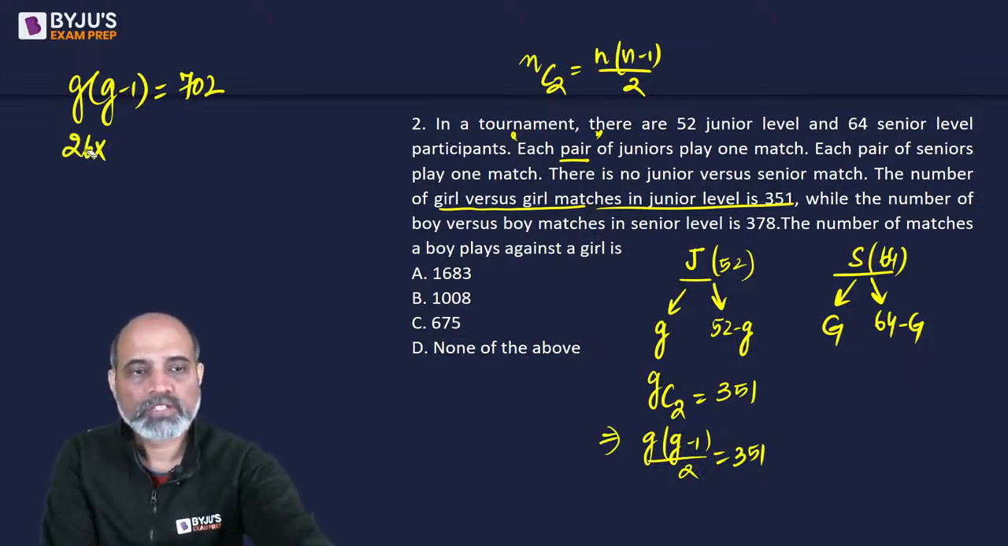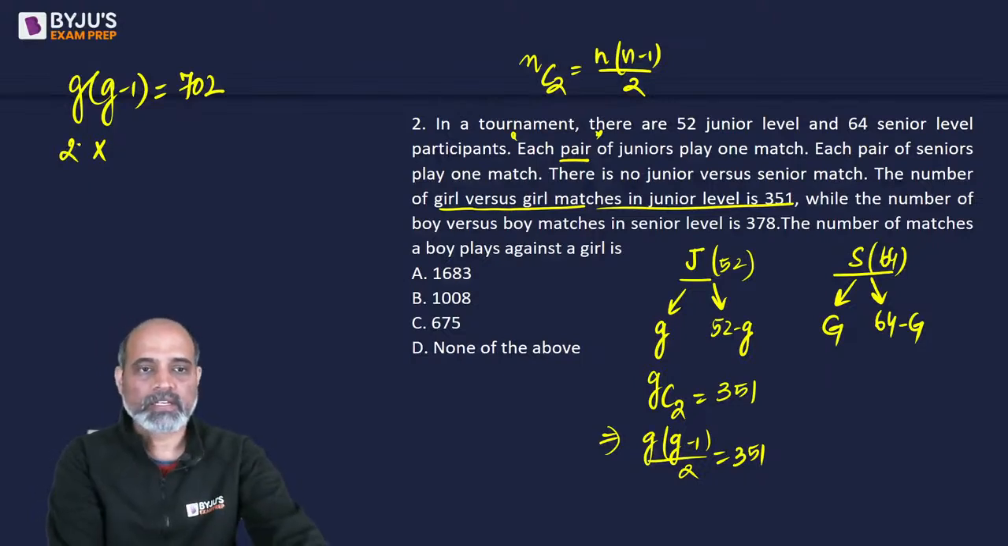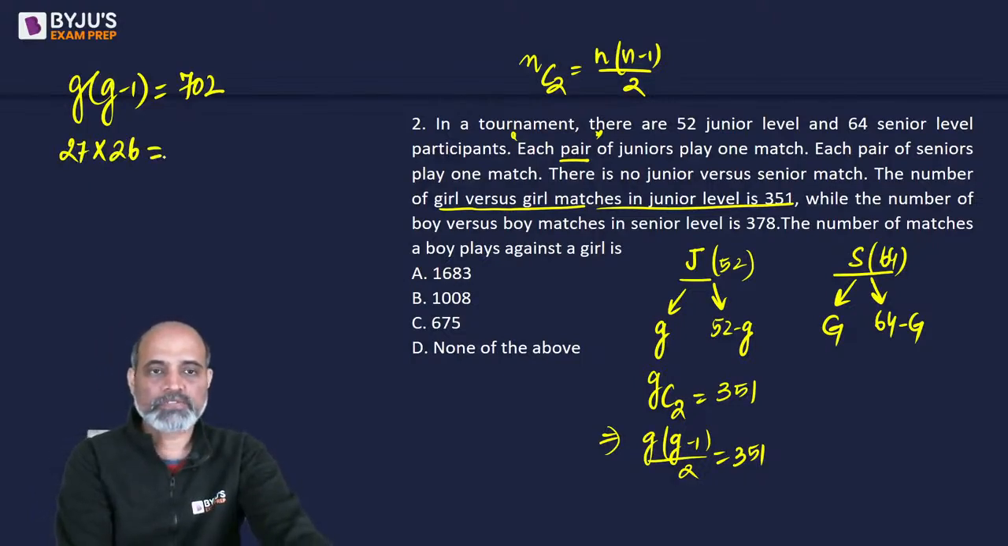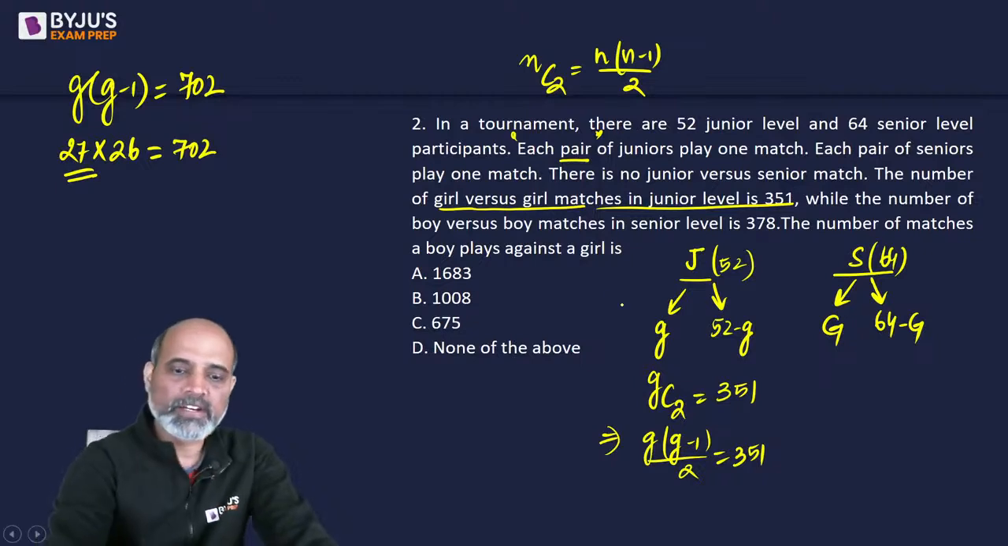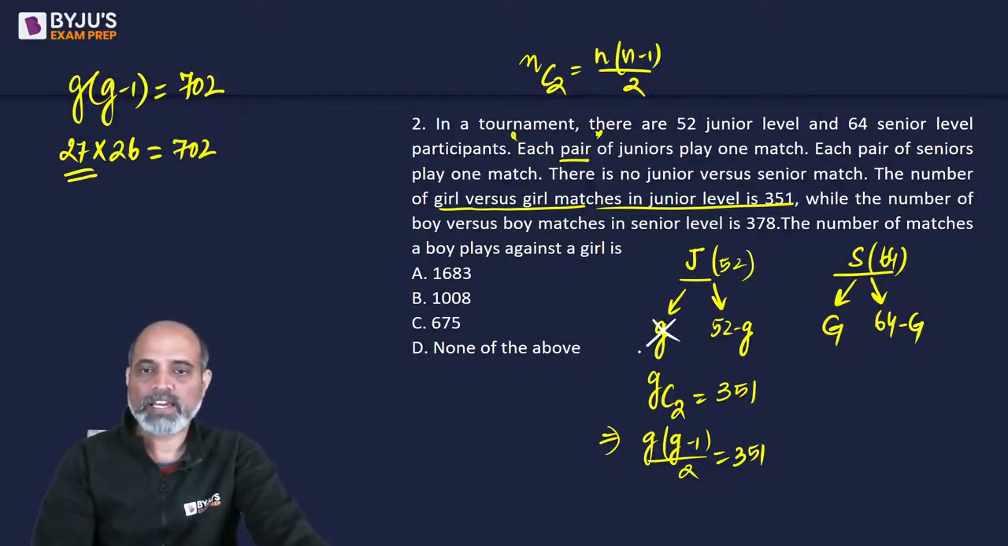So actually G is 27. So 27 into 26 will result in, is it 702? So this is going to be 729 minus 27, 702. This is 702. So G is 702, which means the number of girls we have is 27 here. So the remaining are boys, which are going to be 25.